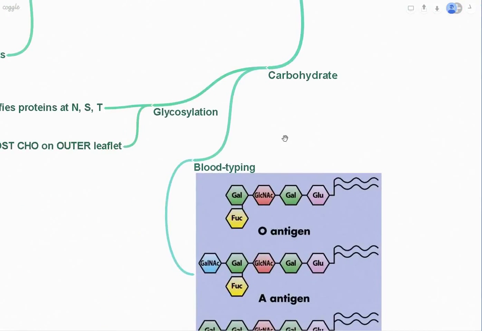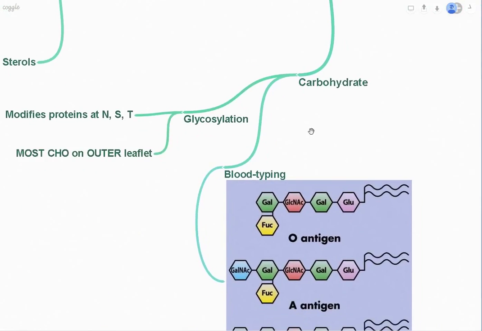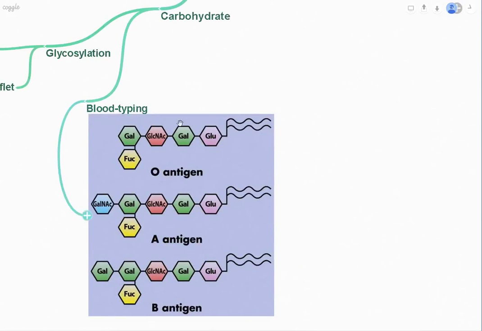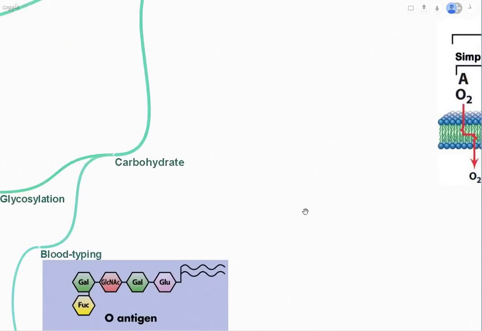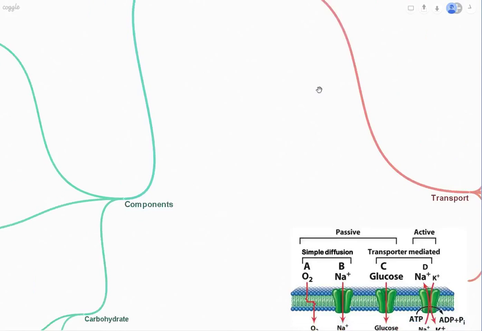Carbohydrates are added onto by glycosylation. They're added to proteins, typically at asparagine, serine, and threonine, and mostly on the outer leaflet of the cell. Think of blood typing. These are just sugars. So these are all the same base, and then two different sugars added onto it. So this is typically a free response question asked on most exams.